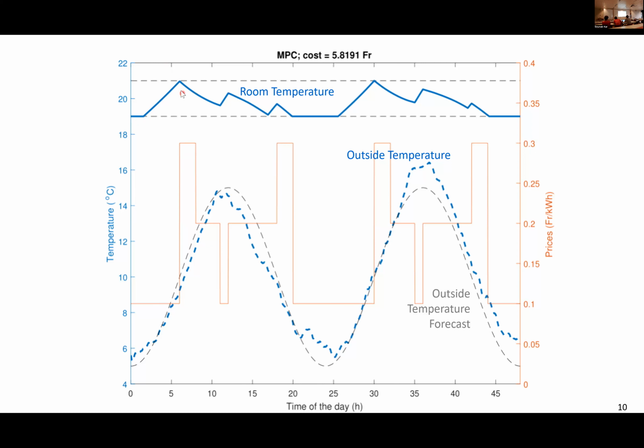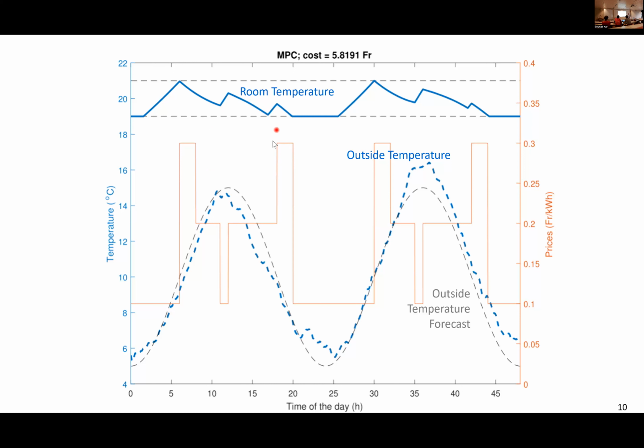So we see 3 phases. Here we heat at some value that's just enough to maintain the lower bound. Here we heat at the max, and here we stop heating. So U is 0, and that gives us this decay. And now we see that we start heating again. And why do we heat again? Because the price is low. And then we stop heating, and then we heat again. Here we are forced to heat again.